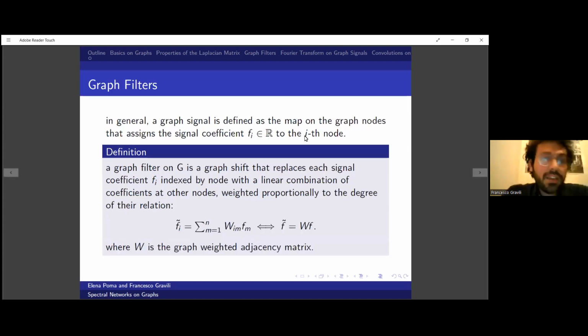Now we present graph filters. In general, a graph signal is defined as a function from the nodes to R, but here we present it this way: a map on the graph nodes that assigns the signal coefficient phi, real, to the ith node. So a graph filter on G is a graph shift that replaces each signal coefficient phi indexed by node with a linear combination of coefficients at other nodes, weighted proportional to the degree of their relation. And here W denotes the weighted adjacency matrix.